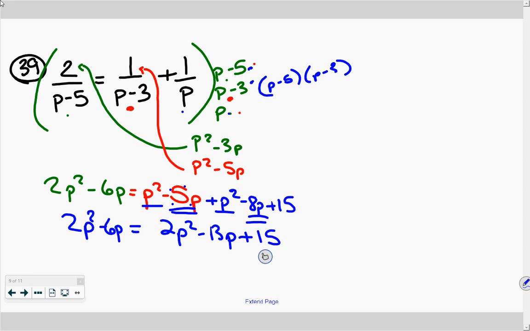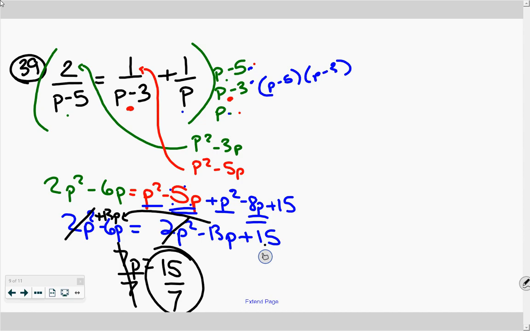Okay, if I move the p squareds to the other side, doesn't matter which one I move, the left or the right, they're going to cancel each other out. Okay. Now I just have p's to solve for. So I'm going to move this guy over to this side and change it to a positive 13p, which makes 7p, and then I still have that 15 over here. So my last step is divide by 7, divide by 7, so there's your answer.